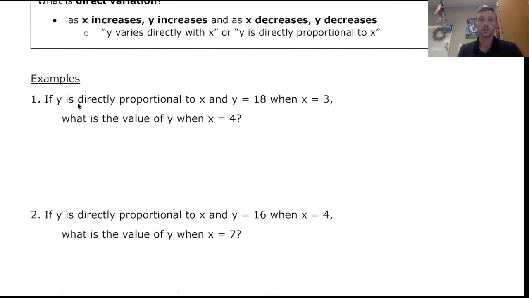So if Y is directly proportional to X, that means as Y goes up, X goes up. If they're directly proportional and Y is 18 when X is 3, what is the value of Y when X is 4? So they give us an X and a Y that are proportional, and they want us to find Y when X is 4. So we can set up a proportion to solve these. We're just going to put Y over X.